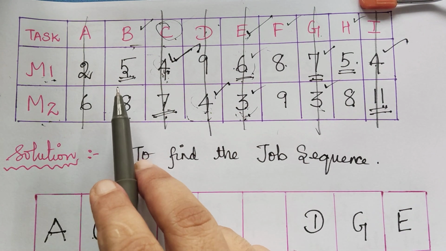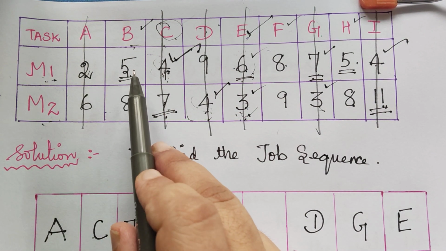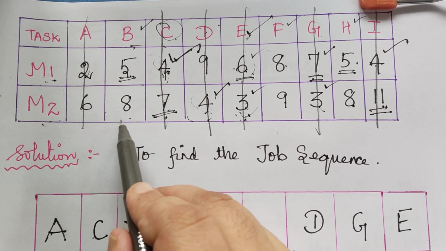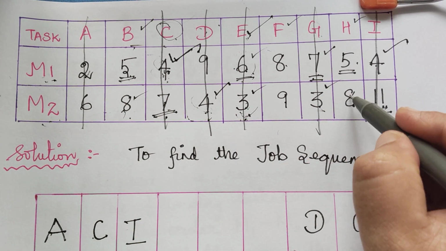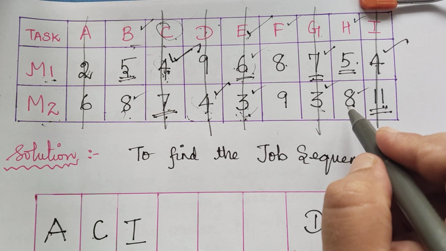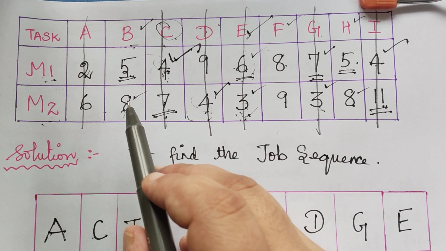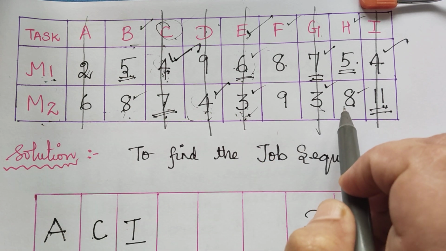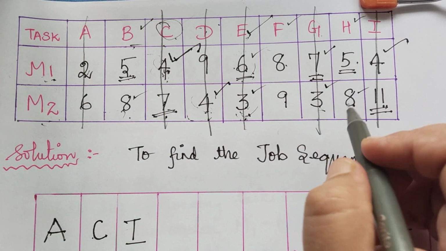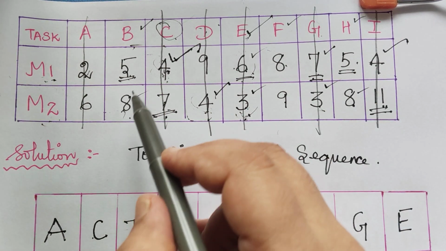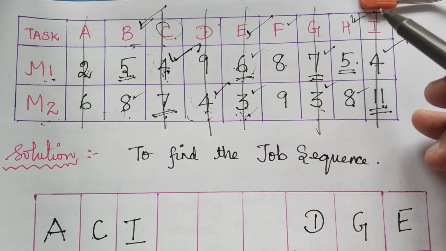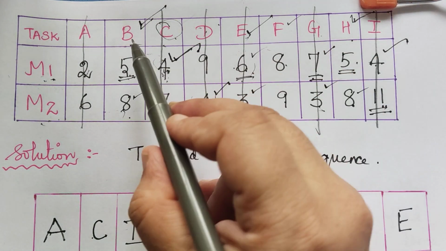So since the tie is in the same mission, what did I tell you? We have to look out for the corresponding value in the other mission. Here what we have? 8. Here what we have? 8 again. So if it is not the same, then we have to choose the minimum. But if it is the same, then we can choose arbitrarily. Any one you can choose. So either you can choose B first and then H, or you can choose H first and then B.